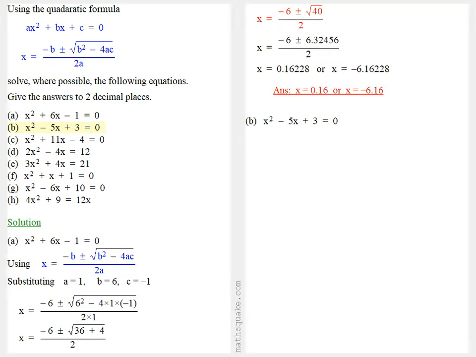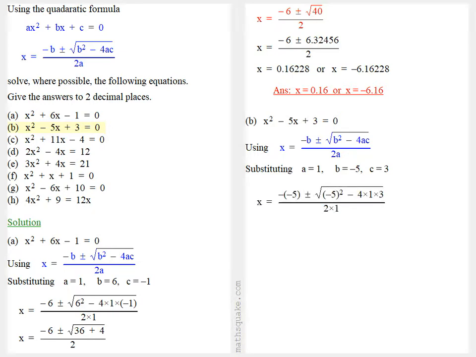In question B, we've got x squared minus 5x plus 3 equals 0. So in the formula we substitute a equals 1, b equals minus 5, and c equals 3. That gives us x equals minus minus 5 plus or minus the square root of minus 5 squared, take away 4 times 1 times 3, all over 2 times 1. Which means that x is equal to 5 plus or minus the square root of 25 minus 12 over 2, or 5 plus or minus root 13 over 2.